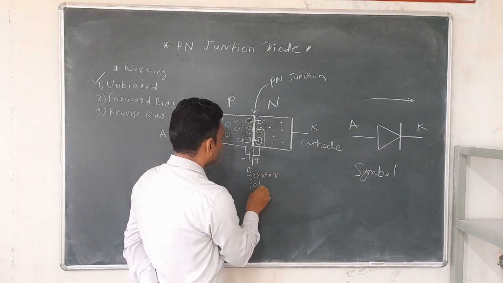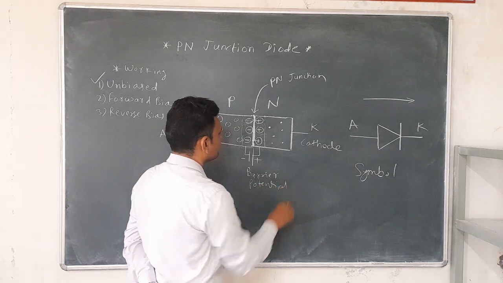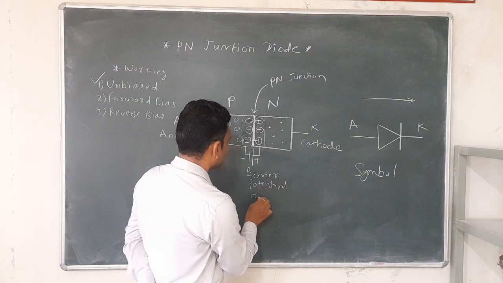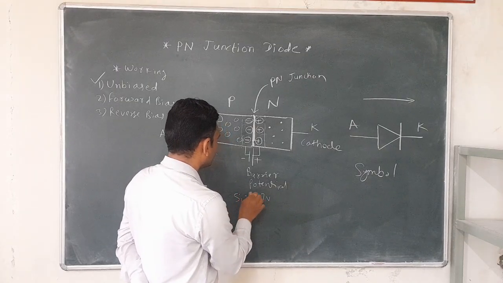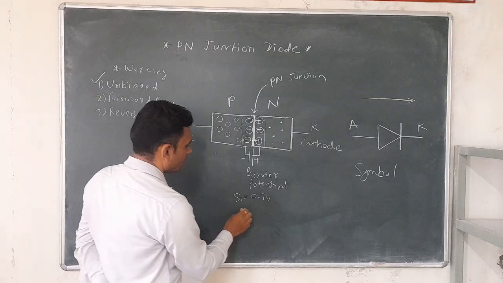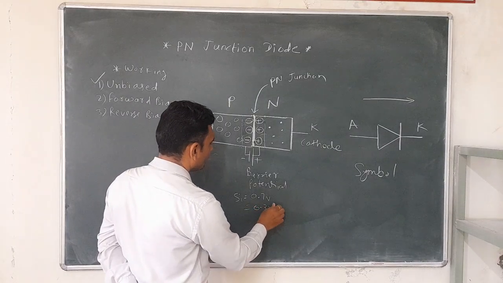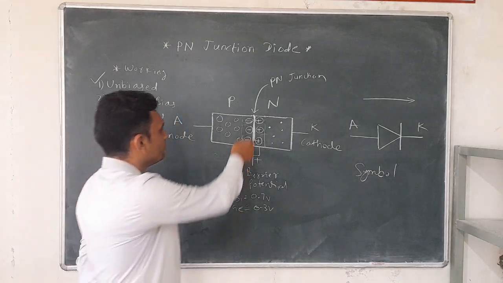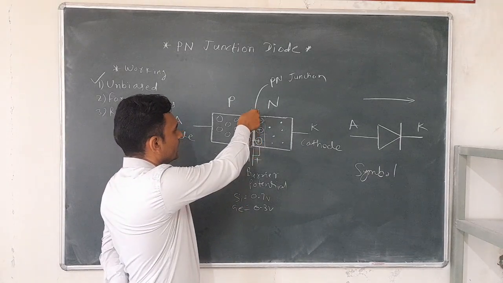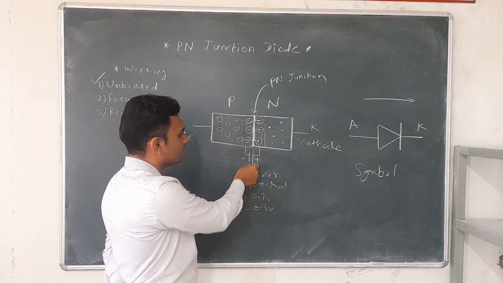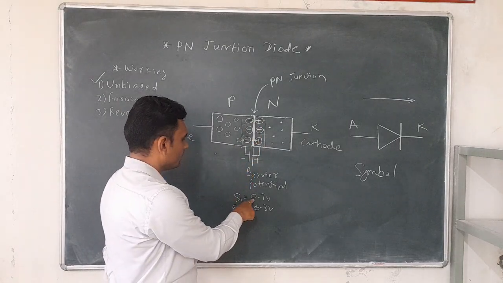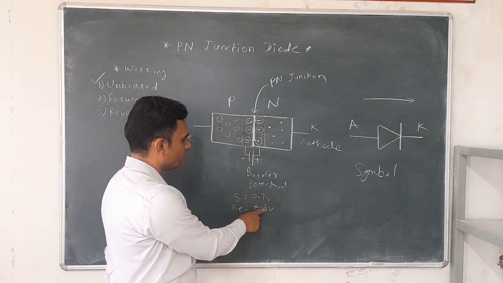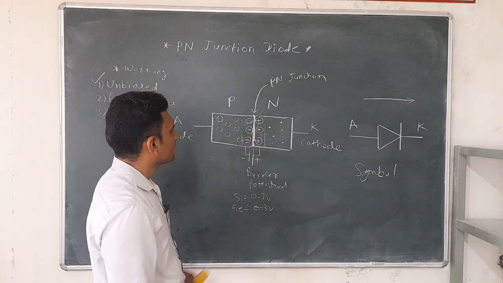Barrier potential. The value of this barrier potential is 0.7 volt for silicon type of diode and 0.3 volt for germanium type of diode. So depletion region is formed, and because of that depletion region, potential difference is formed, and the potential difference value is 0.7 volt for silicon type of diode and 0.3 volt for germanium type of diode.